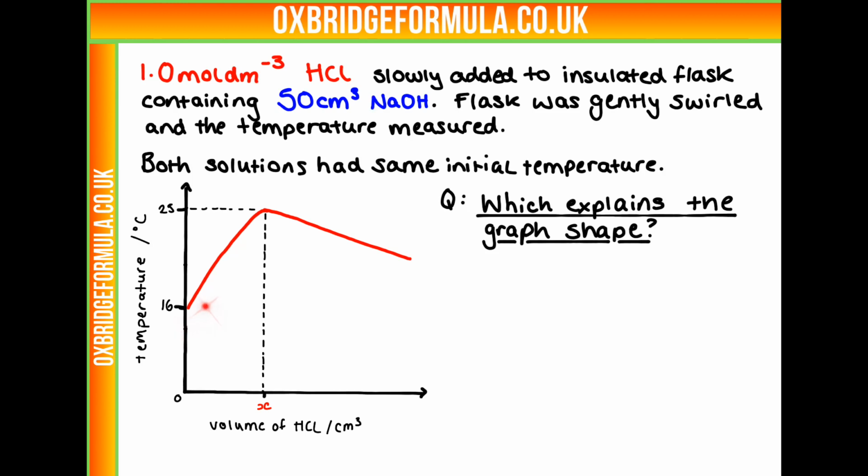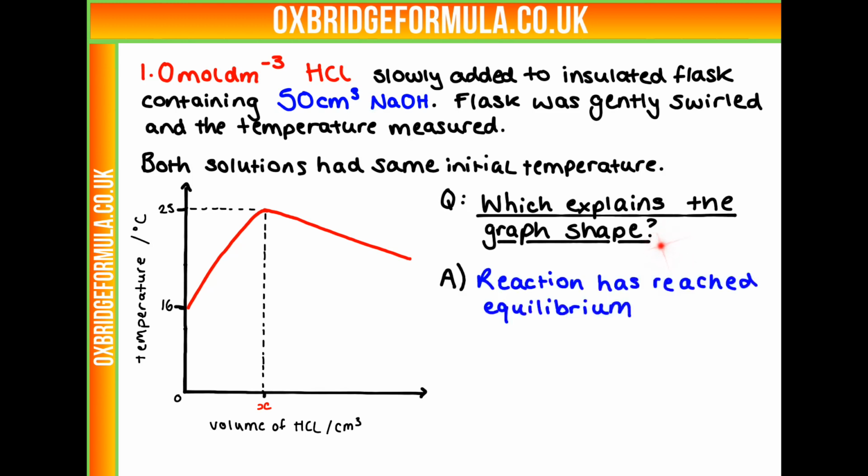So this is the graph of the changing temperature based on the amount of hydrochloric acid we added. And our question is to find which statement explains the shape of the graph. So let's go through our statements and see which one could be correct. So our first one is that the reaction has reached equilibrium. So is this the case?